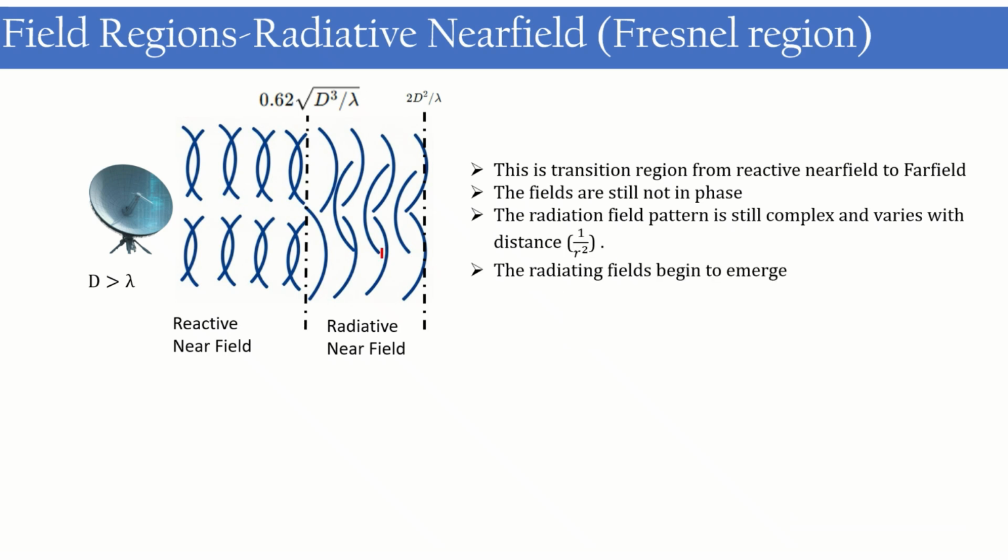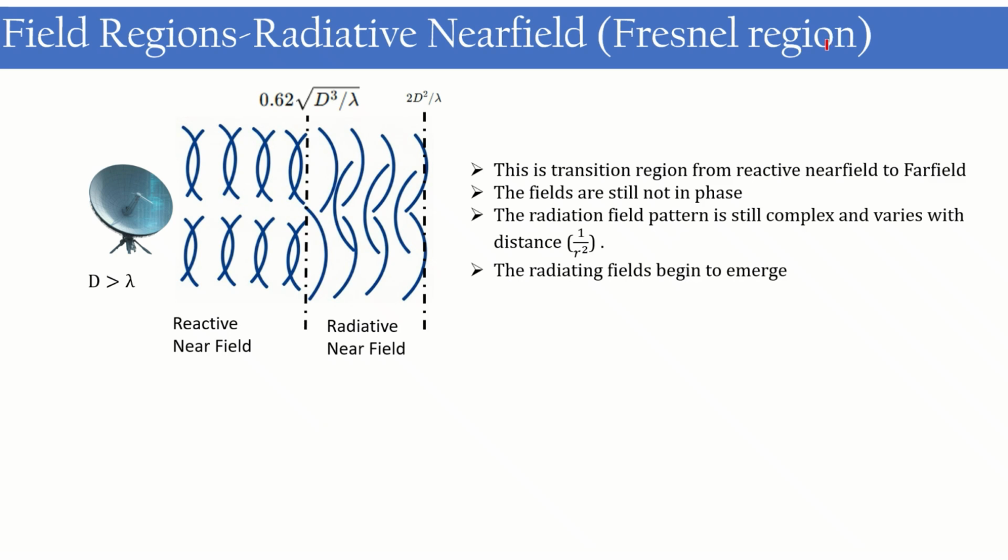In this region, it eventually becomes the radiative field. That means that the electric field and magnetic field eventually become in phase. That means it will satisfy the electromagnetic wave condition, and it can be considered as a transition phase to the far field region. And here you can see that this radiative near field is named the Fresnel region.